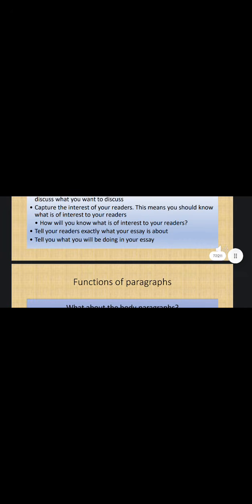So first, you need to tell the readers what exactly your essay is about. Before you write it, that is where you come with background information. So you write about the background, then come with a thesis statement. This will help you tell your reader what exactly your essay is about.